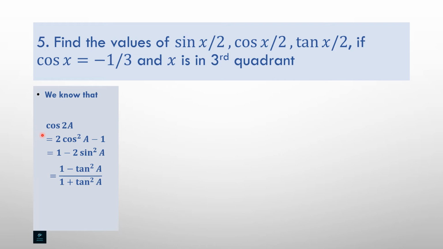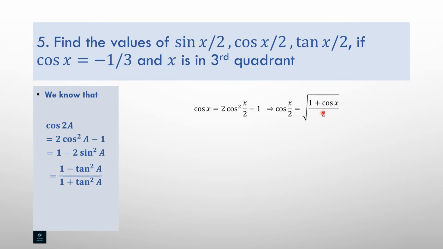We will use here cos of 2a equal to 2 cos square a minus 1. This means that cos of x is equal to 2 cos square (x by 2) minus 1, and this means that cos of x by 2 is equal to square root of (1 plus cos x) by 2.